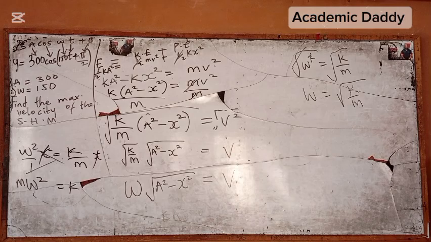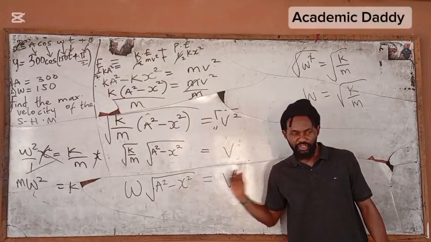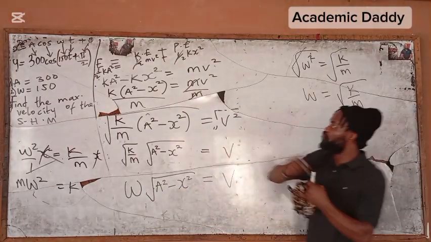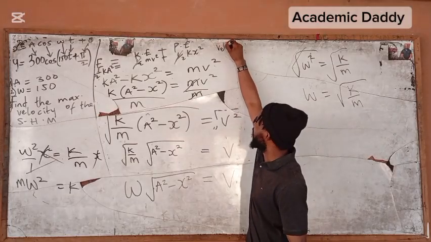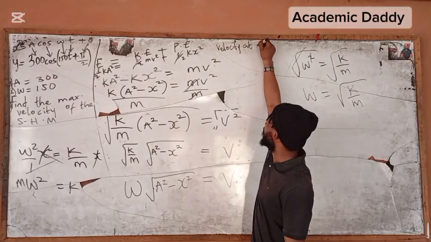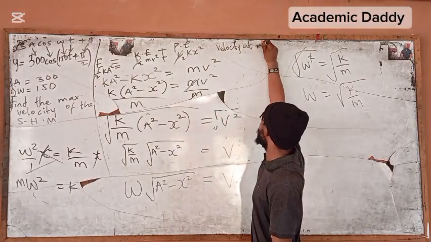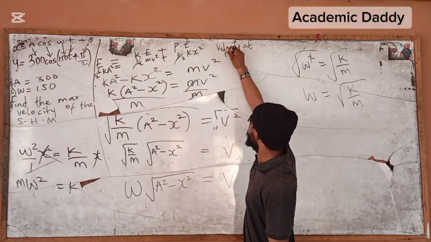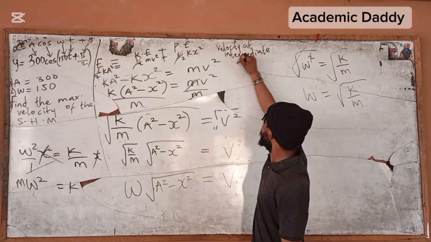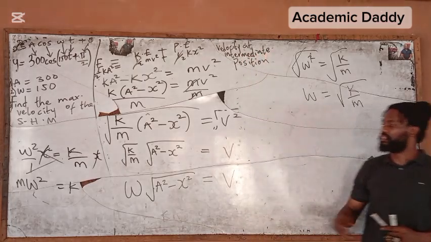So anytime you want to find the velocity, we can say V is equal to W root A squared minus X squared. What we found now is what we call velocity at an intermediate position, or at any point that is not the equilibrium. Velocity at any point, or velocity at intermediate position, is this thing.